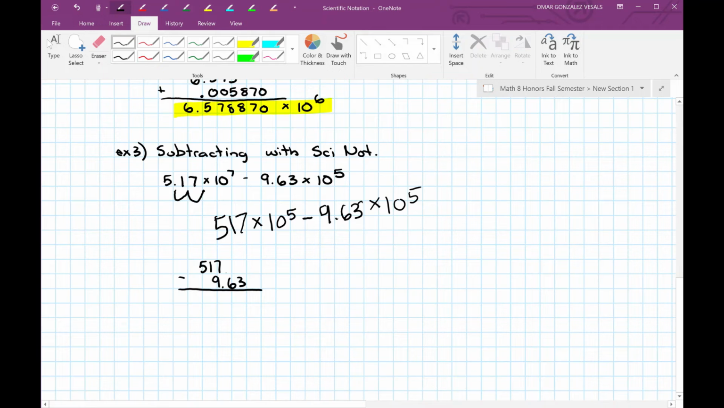So what do I put next to the 7? Zeros, right? And we're going to have to borrow. So that's going to give me 7. That's going to give me 3. 6 minus 9, you can't do that. And then what do we bring down? So it's 507.37, but this is times 10 to the what? How do I turn it times 10 to the 7th? So my real answer is going to be 5.